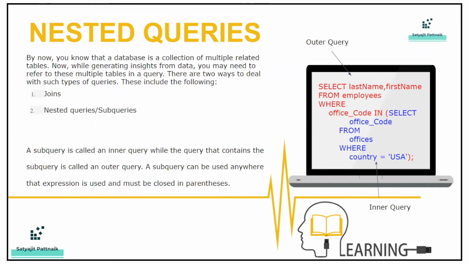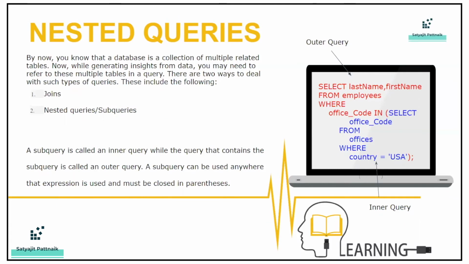So by now you know that a database is a collection of multiple related tables, right? Now, while generating insights from data, you may need to refer to these multiple tables in a query. There are two ways to deal with such types of queries. This includes the joins and the nested queries.